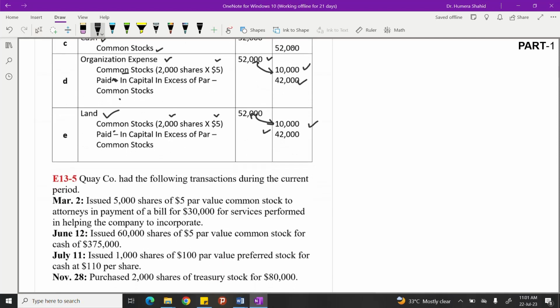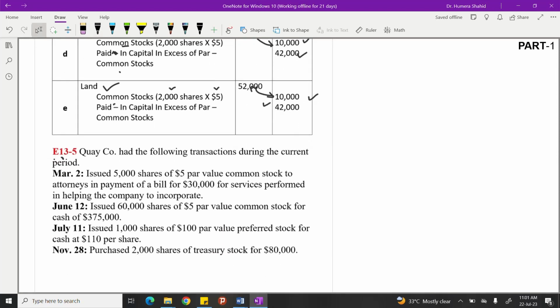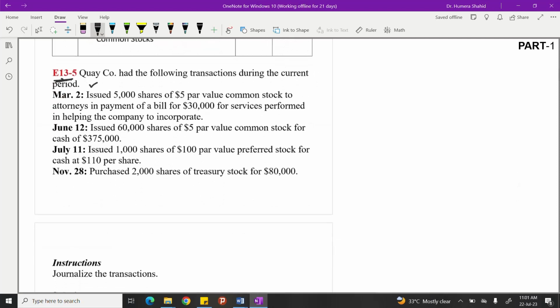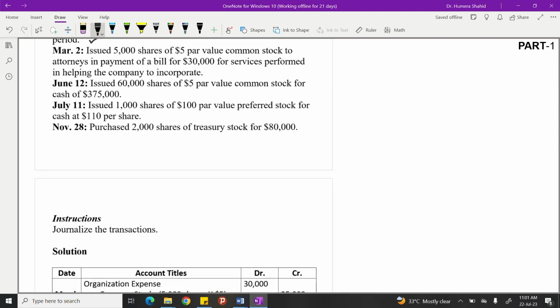Okay. Let's move on towards the next exercise, which is exercise number 13-5. Quick Corporation has the following transactions during the current period. I'll be reading these transactions in a while. Let's see what we are supposed to do. We are supposed to journalize these transactions.